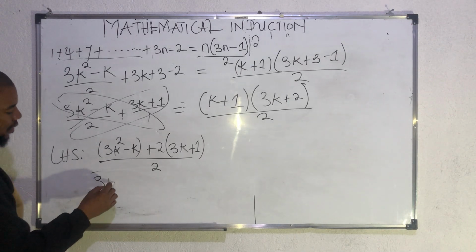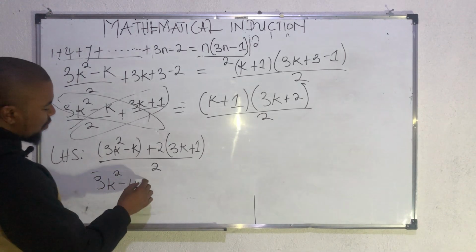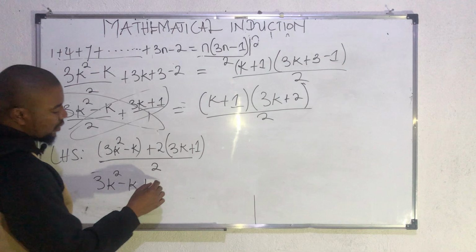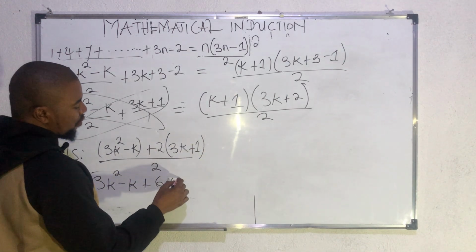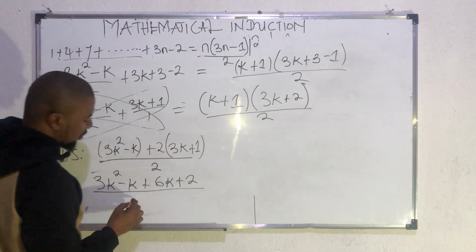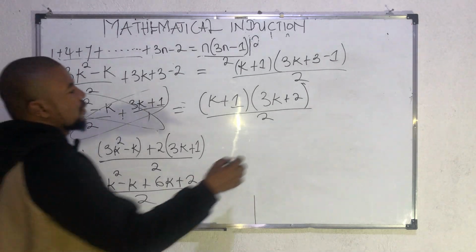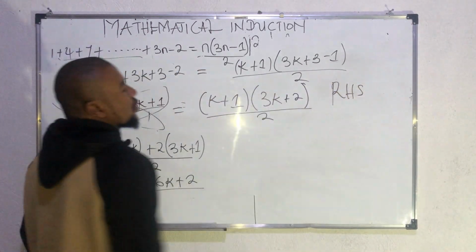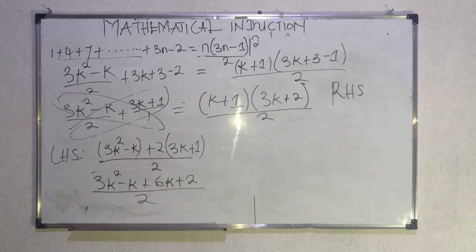Here we have 3k squared minus k plus 2 multiplied by 3k will give us 6k. 2 multiplied by 1 will give us 2. All of this all over 2. All right, this is the right-hand side. I'm working it out like this because the board is not that large.